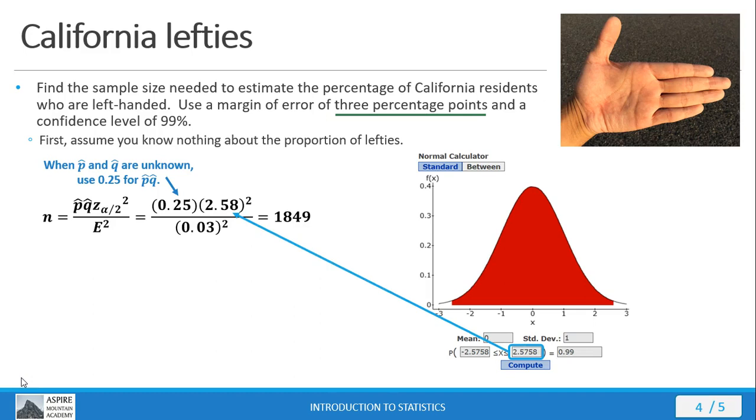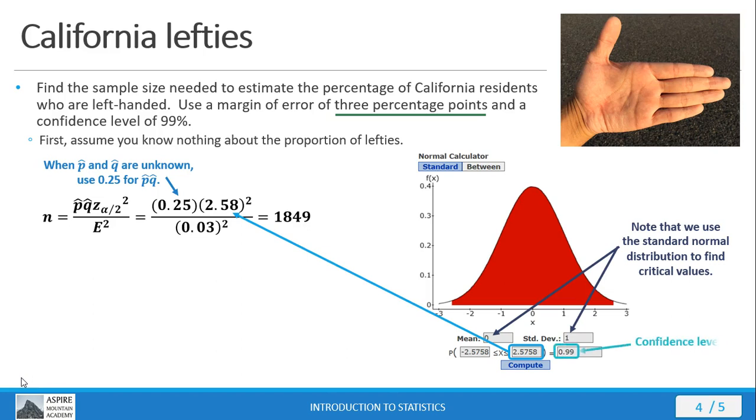The critical value z-score comes from our normal distribution. Put the 99% confidence level in, out comes your critical value z-score. And of course, we're using the standard normal distribution always when finding critical values. And then the 99% is our confidence level. That gives us our critical value z-score.